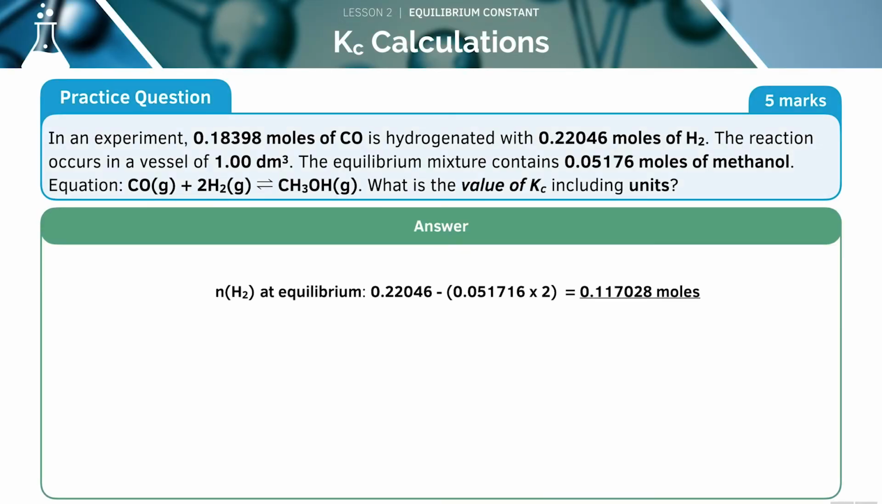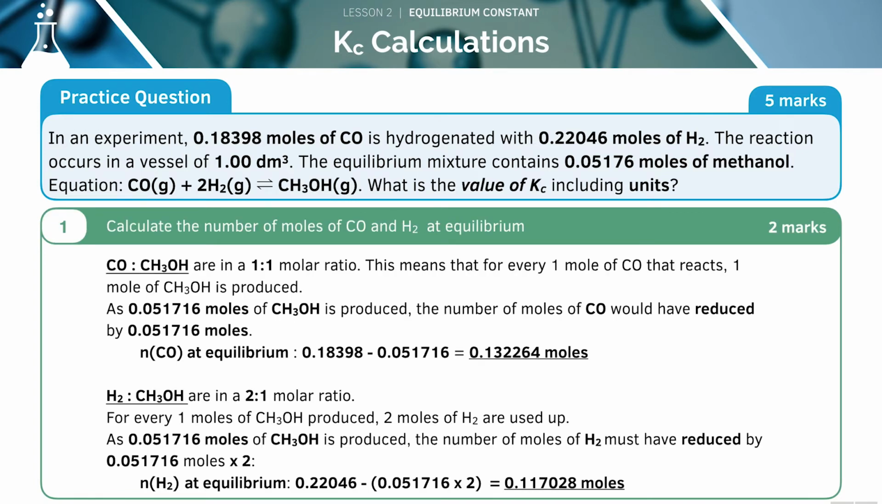Here's the answer. Let's see how we got there. Here, we can see that CO and CH3OH are in a 1-to-1 molar ratio. This means that the number of moles of CH3OH produced must be equal to the number of moles of CO reduced. However, H2 and CH3OH are in a 2-to-1 molar ratio, meaning that every time 1 mole of CH3OH is formed, 2 moles of H2 are used up.